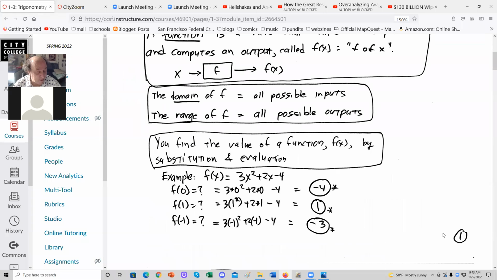You find f of x by substitution and evaluation. For example, here f of x equals 3x squared plus 2x minus 4. What's f of 0? What's f of 1? What's f of negative 1? Okay, plugging 0 in for x, get 3 times 0 squared plus twice 0 minus 4. After some arithmetic, you get negative 4. F of 1 is 3 times 1 squared plus 2 times 1 minus 4. Arithmetic gives you 1. F of negative 1 is 3 times negative 1 squared plus twice negative 1 minus 4. That gets you negative 3.